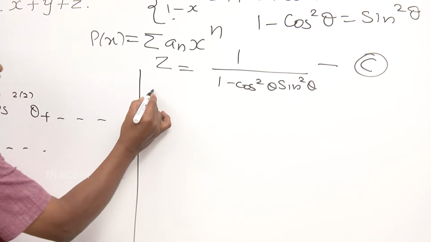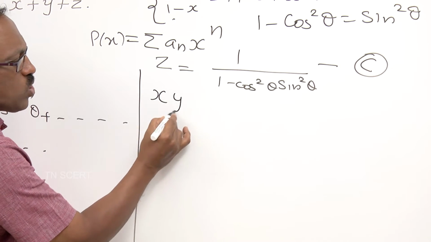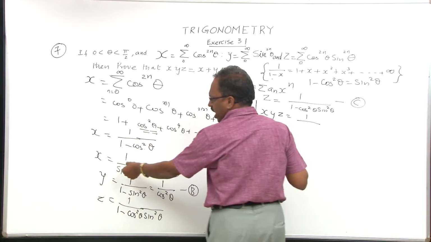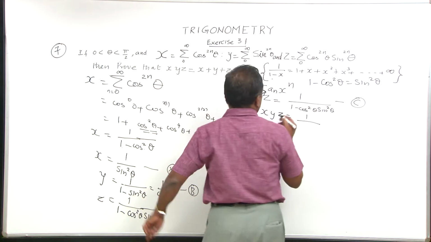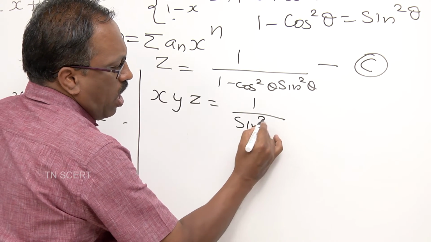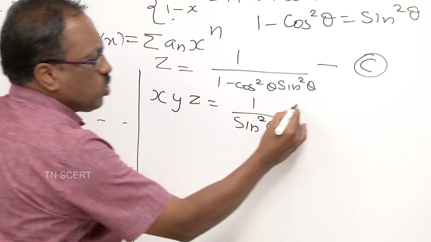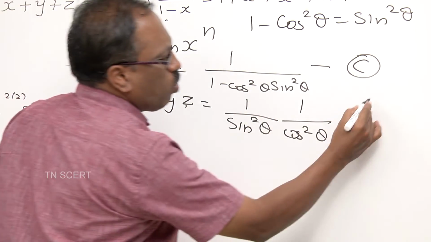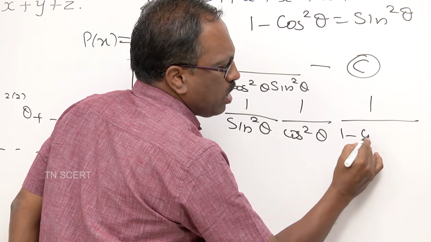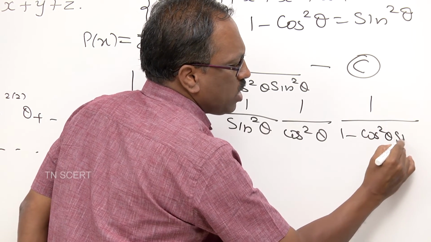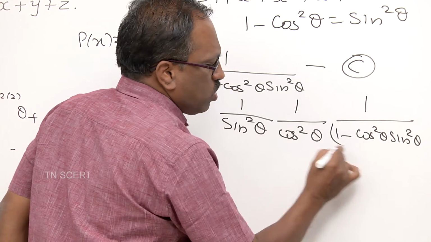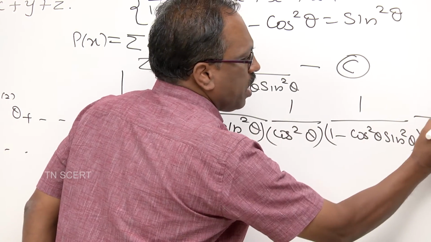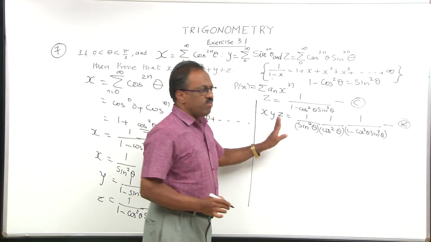So let us take the left hand side. xyz is equal to, x is equal to 1 by sin square theta, and y is 1 by cos square theta, and z is 1 by 1 minus cos square theta sin square theta. So this is the result for this. You take it as a star. Now this is the left hand side.